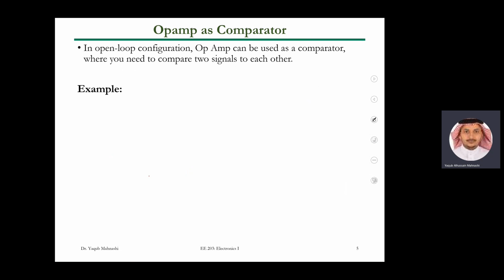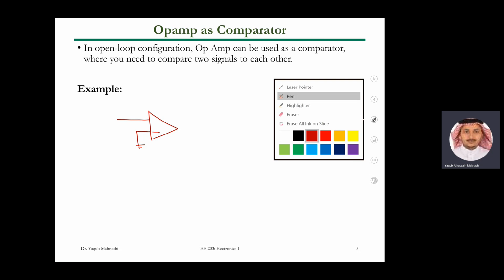And I'll give an example for the comparator. For example, if you have, let me say, your negative connected to ground. Your positive is connected to... let me do it the other way around.